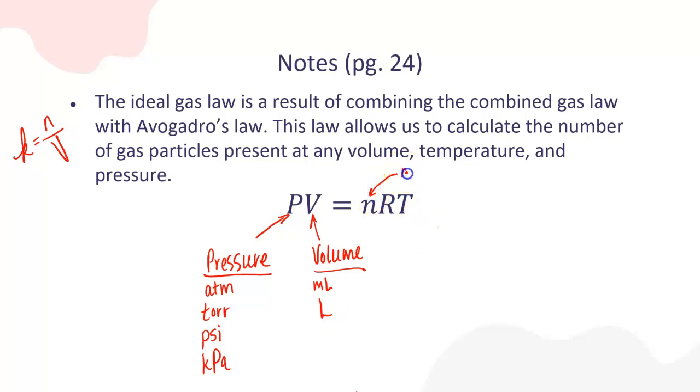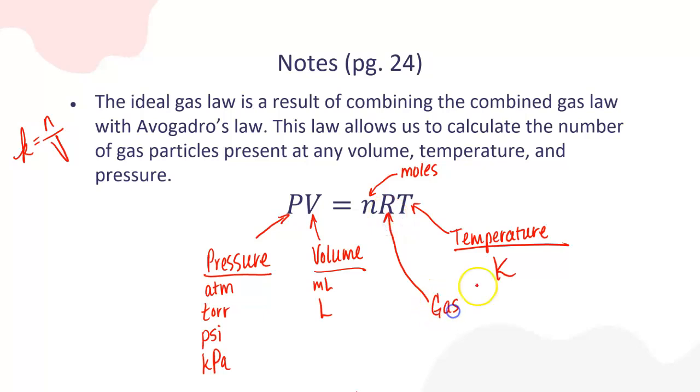N is moles. We know the units for that variable. And then T is temperature. And remember, for gas laws, we only use Kelvin. R is the new one, and this is our gas constant.